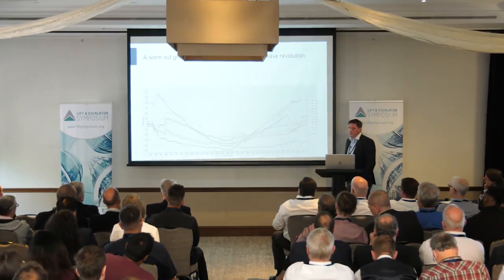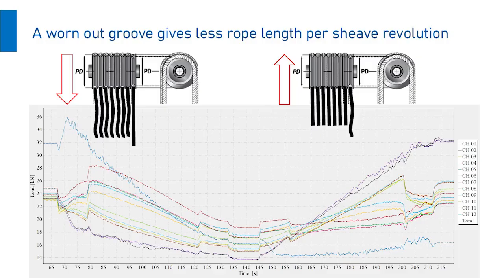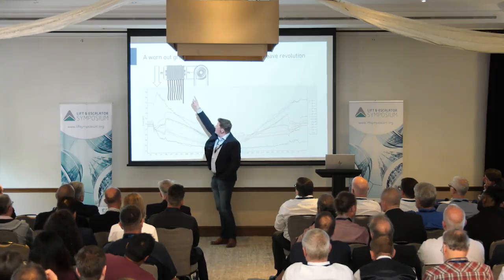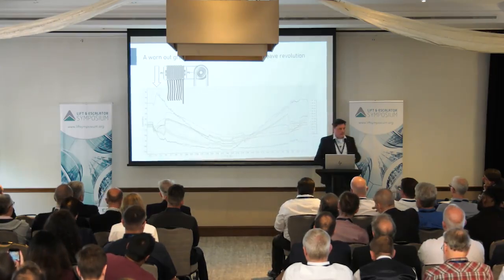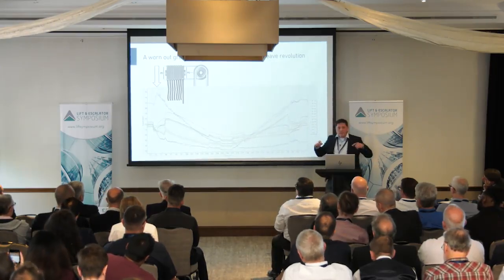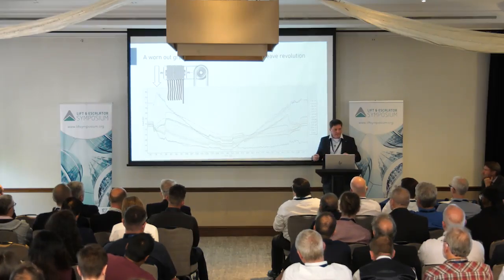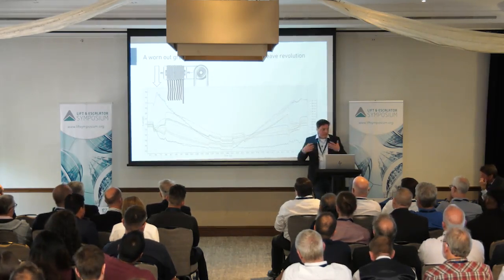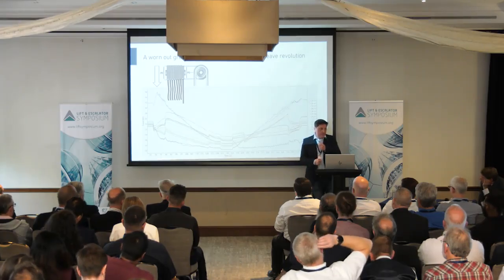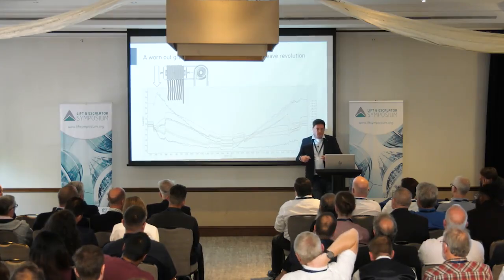So this is a worn-out groove. That is the traction sheave. If one groove is worn out, which is the very right one in this sketch, it has a smaller diameter than the others. That means per turn of the traction sheave, it gives less distance than the other ropes. What is happening during a down travel? It gives less distance, so it is the most tensioned. Everything is carried by this one rope until it slips over the traction sheave.